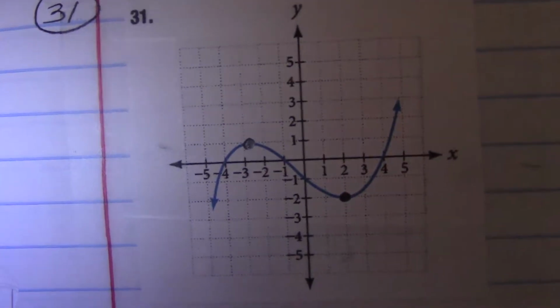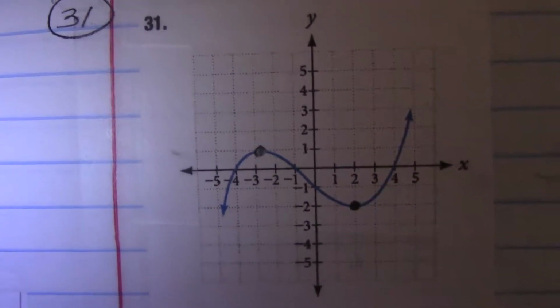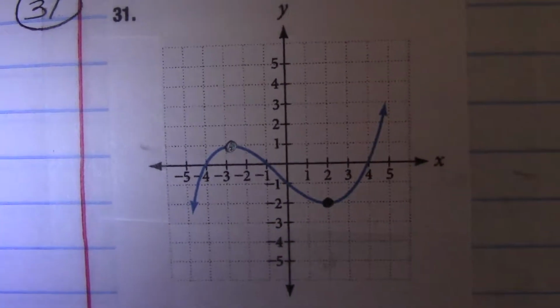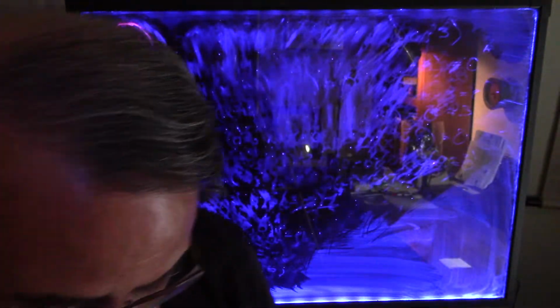Okay. So we have number 31 here. Let me show you the picture of the graph. Right there, I've marked the turning points with black dots, as you can see. There are 2 turning points. All right. So that means this polynomial has to have at least degree 3.